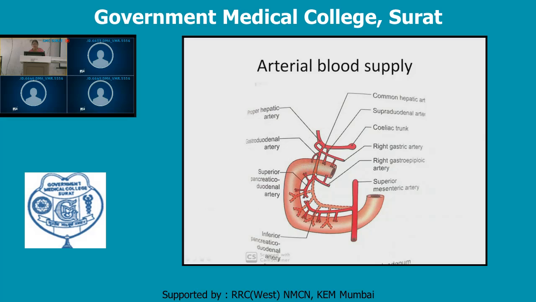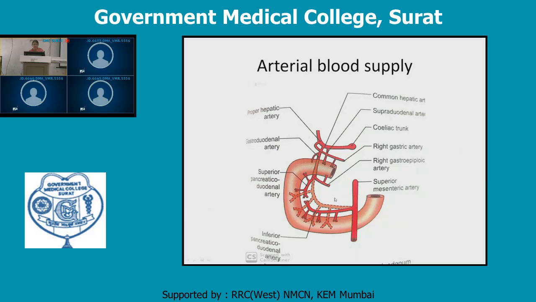This gastroduodenal artery divides into right gastroepiploic and superior pancreatico-duodenal artery. So superior pancreatico-duodenal artery is ultimately a branch of celiac trunk, and inferior pancreatico-duodenal artery is a branch of superior mesenteric artery, which is the artery of midgut. So the two main arteries supplying the duodenum are the superior pancreatico-duodenal artery from celiac trunk, and the inferior pancreatico-duodenal artery from superior mesenteric artery.